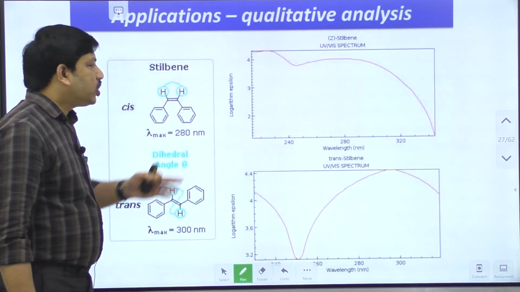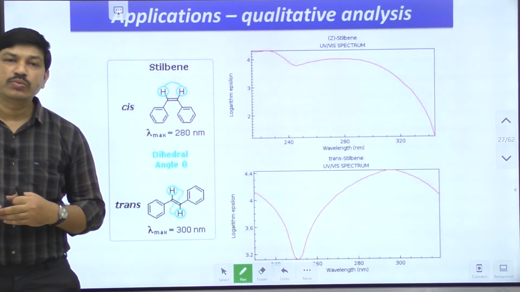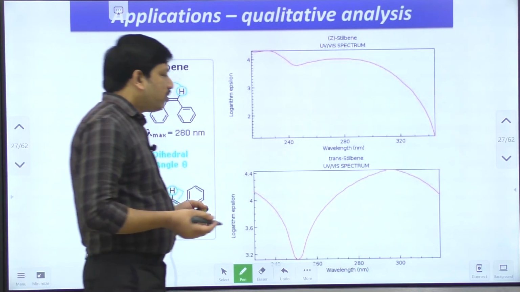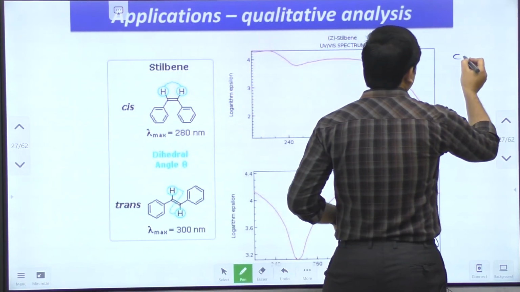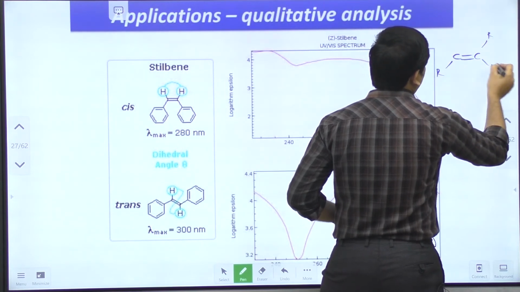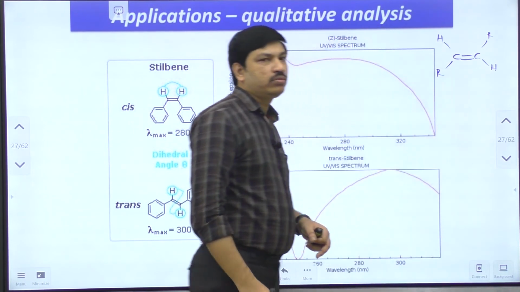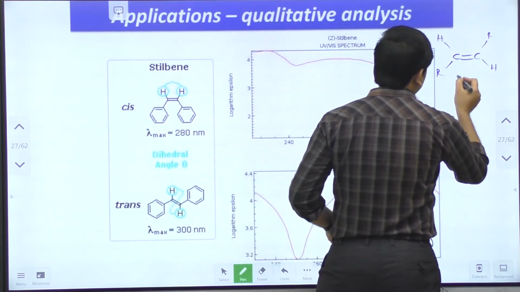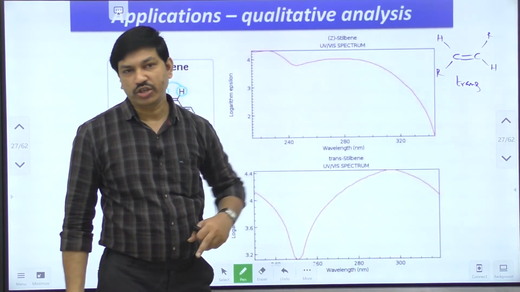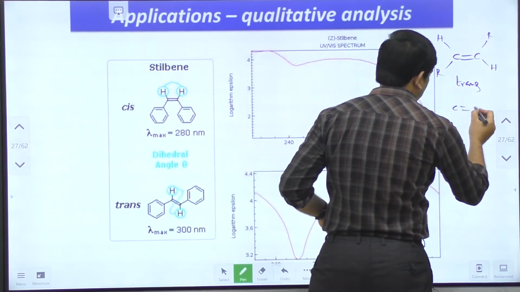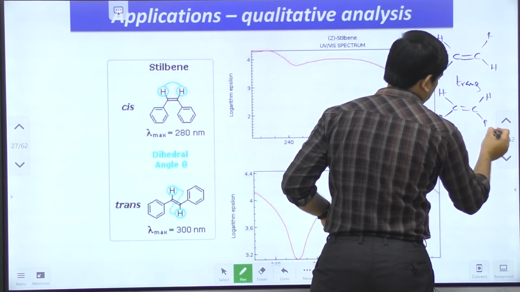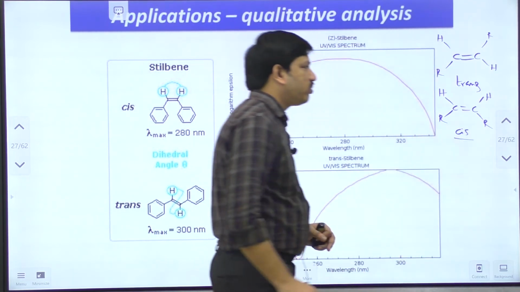In addition to that, UV-visible spectroscopy is also useful to distinguish between cis isomers and trans isomers. We know that generally for unsaturated compounds like this, let us assume this is an unsaturated alkene compound. This one is the trans compound because both alkyl groups are opposite to each other, whereas this one is called the cis isomer. What is the difference between them?